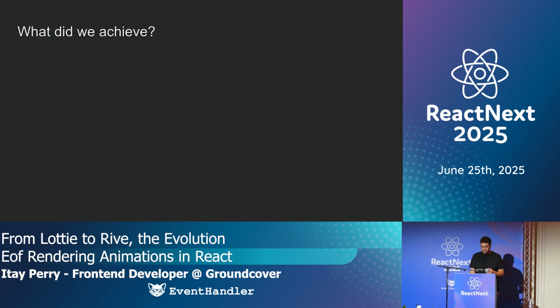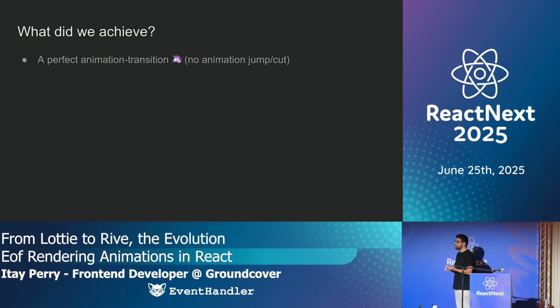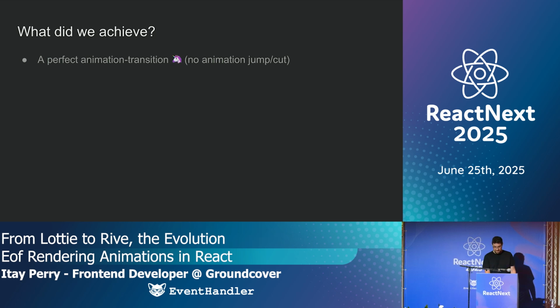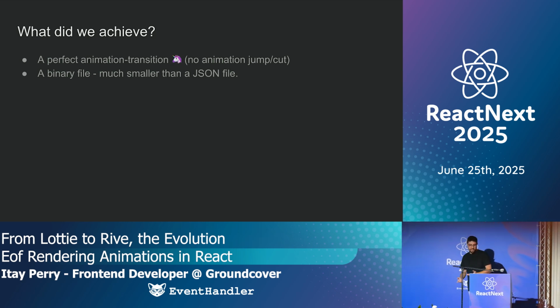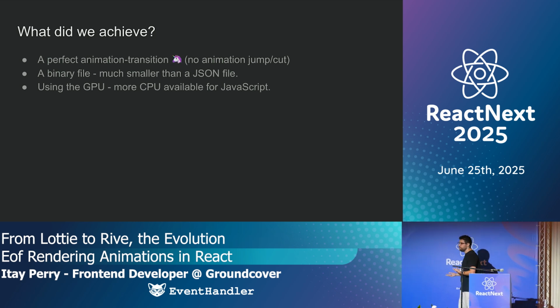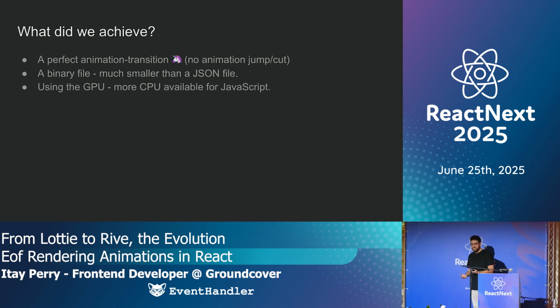So what did we achieve in here? OK, first of all, we have a perfect transition. No jumps, no cuts, nothing is janky, everything just works, which is not something that we can take for granted. We have a binary file, which is much smaller than a JSON file, and when you use the GPU, you have more CPU available. If you have a lot of SVG animations, it will, well, slow down your performance.